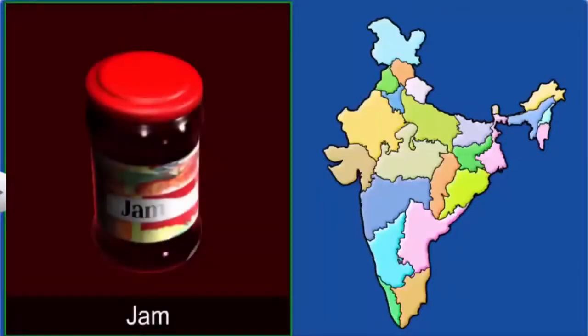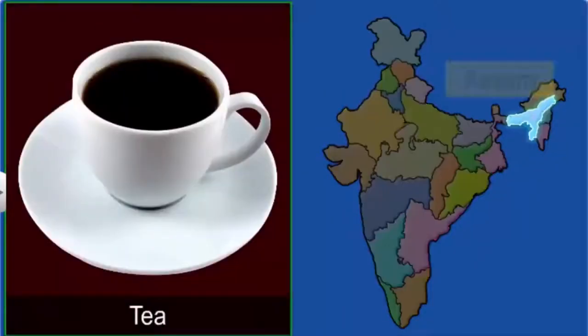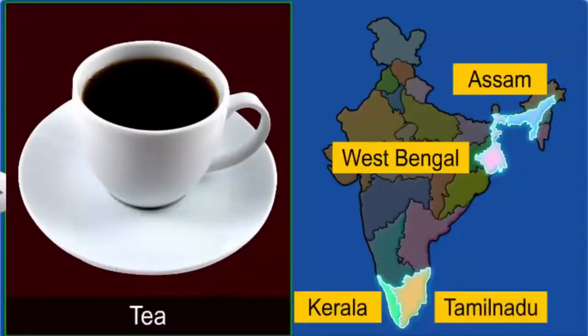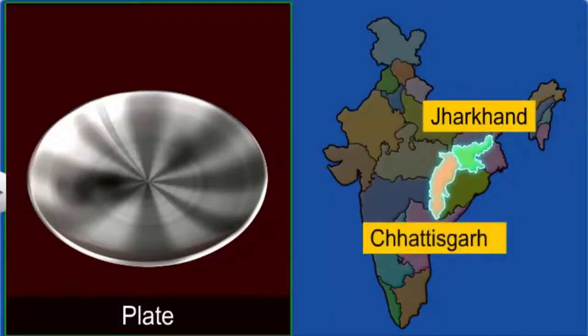The butter and the milk used to make it might have come from a city in Gujarat. The delicious jam and the fruits used to prepare it might have come from an orchard in Himachal Pradesh. The tea might have come from Assam, West Bengal, Kerala, or Tamil Nadu. Even the steel used to make your plate might have come from the iron ore mined in Jharkhand or Chhattisgarh.